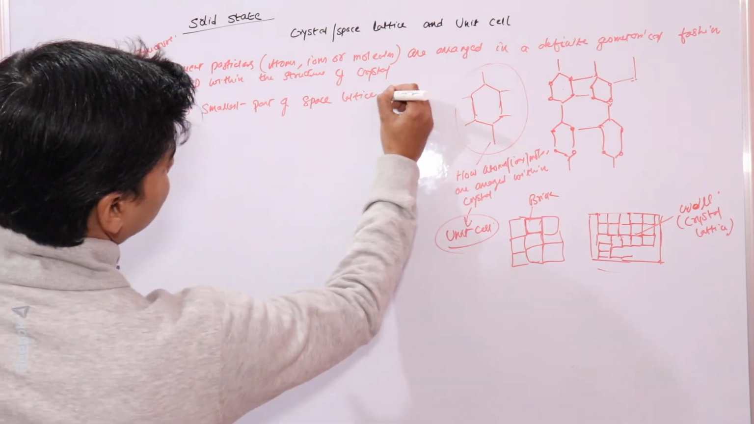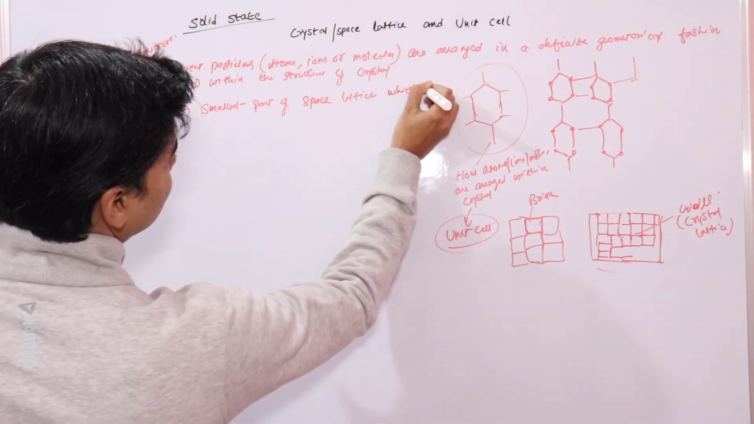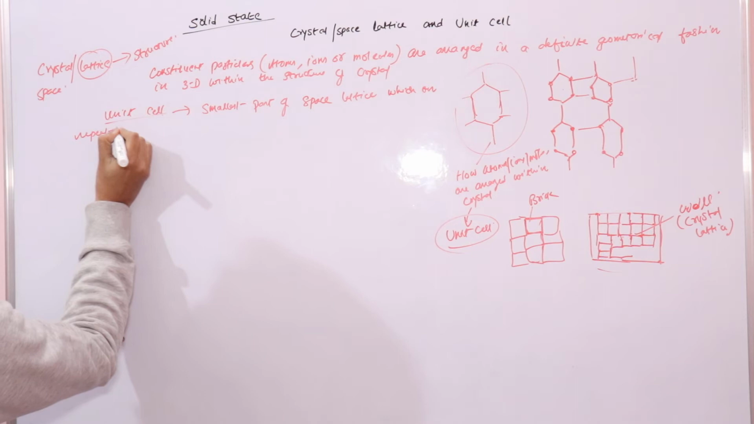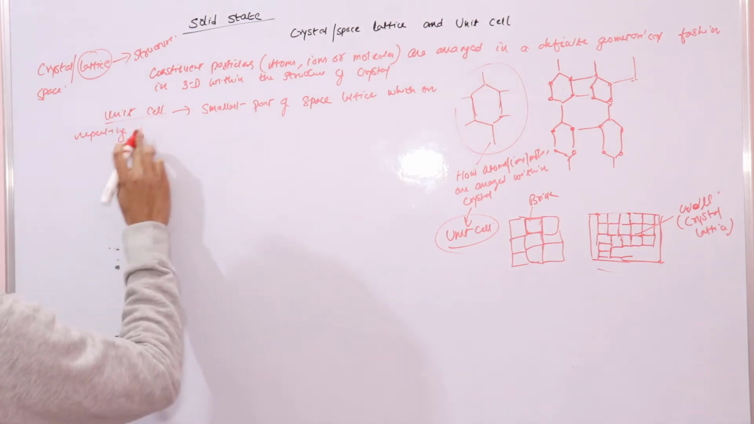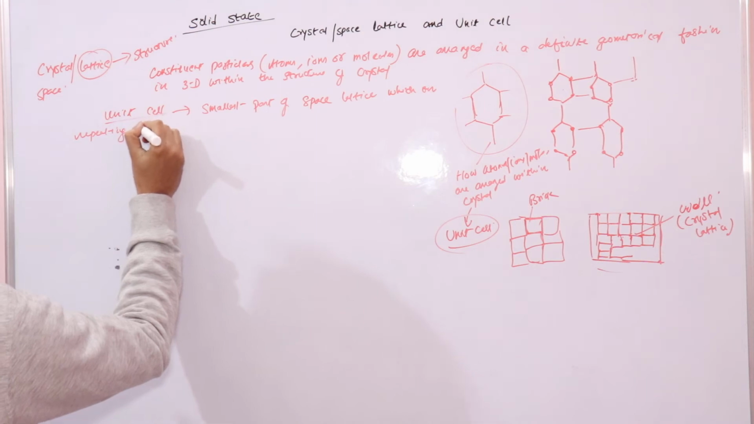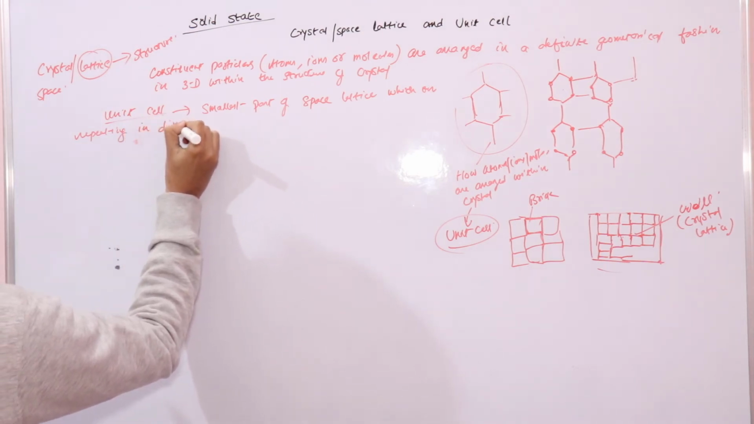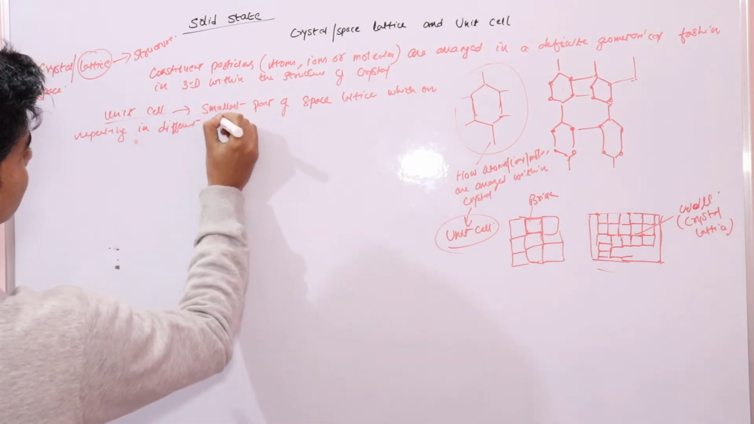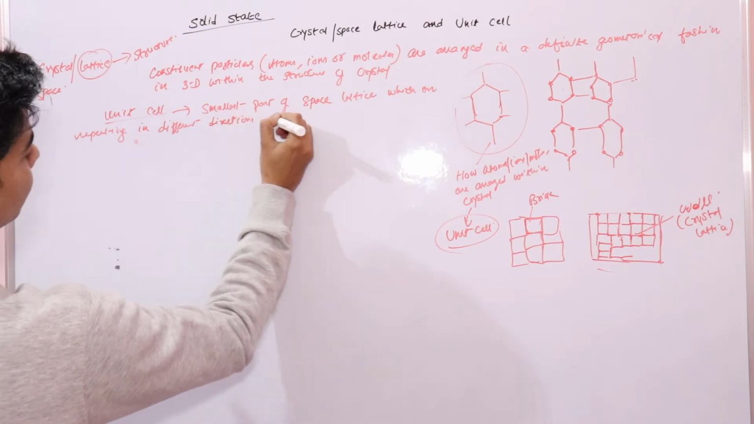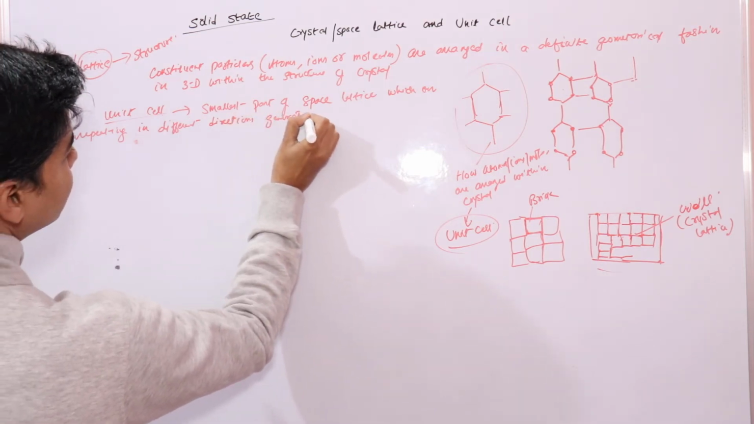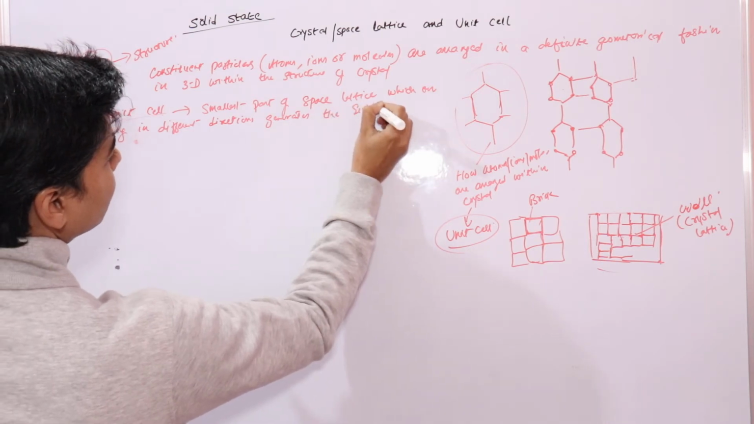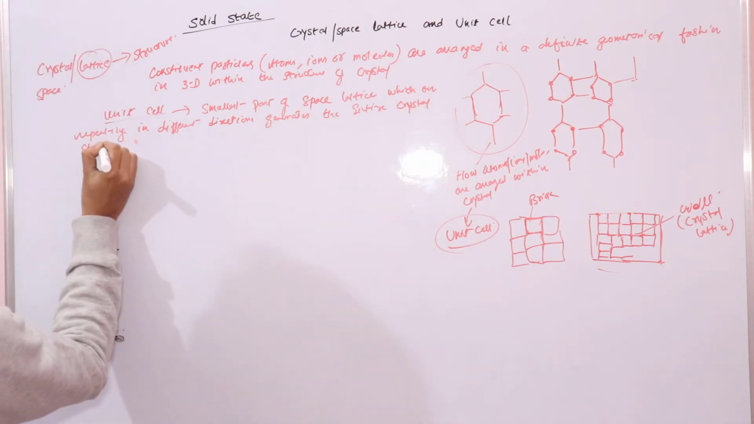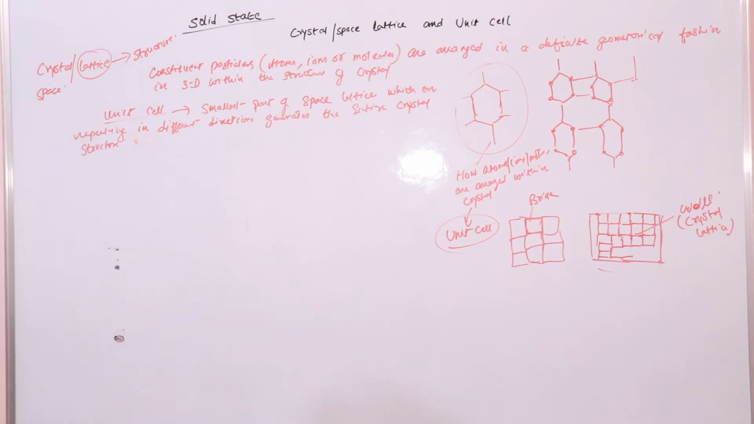right? Smallest part of space lattice, which on repeating in different directions, that means on repeating in 3 dimensions, generates the entire crystal, generates the entire crystal structure, right? So this is your unit cell, right?